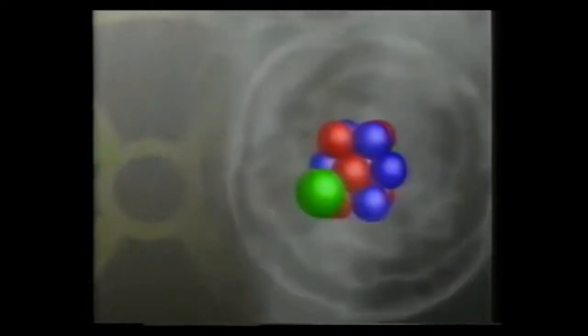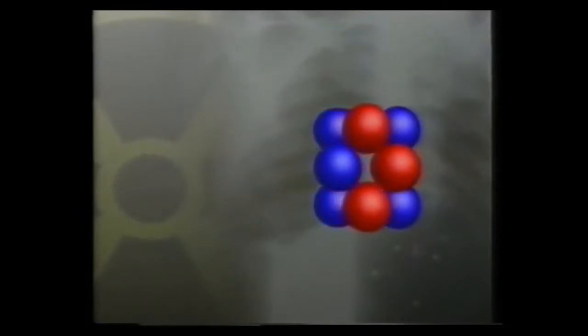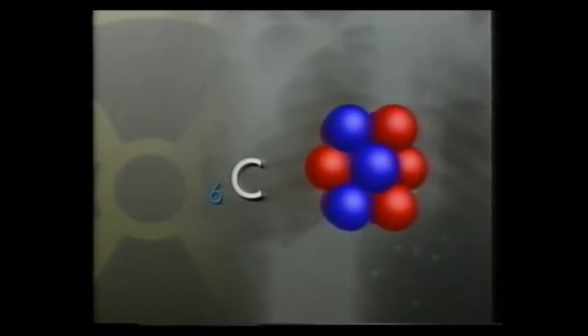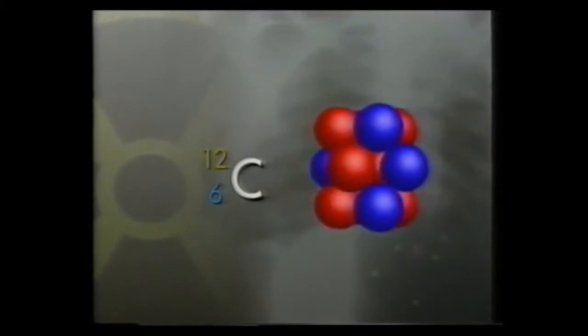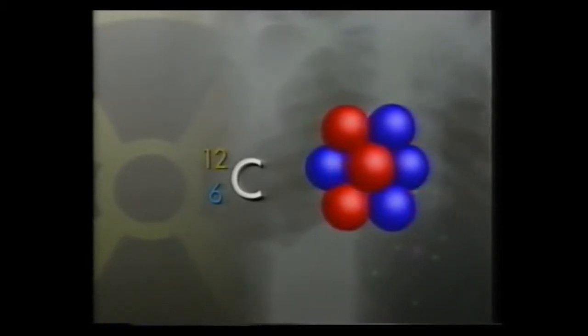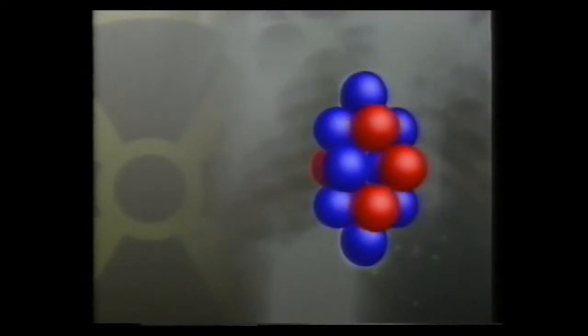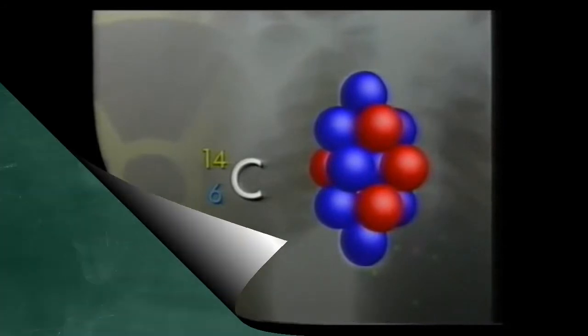Atoms of different elements have different atomic numbers. The atomic number is simply the number of protons. For carbon, it's 6. Add together the number of protons and neutrons, and you have the mass number. 6 plus 6 is 12, so this is an atom of carbon 12. What is this? 6 protons, 8 neutrons, 6 plus 8 equals 14. Atoms of the same element with different mass numbers are called isotopes. This is carbon-14.